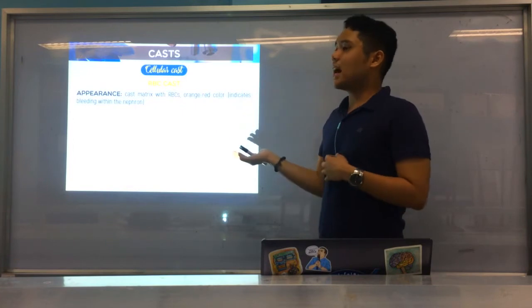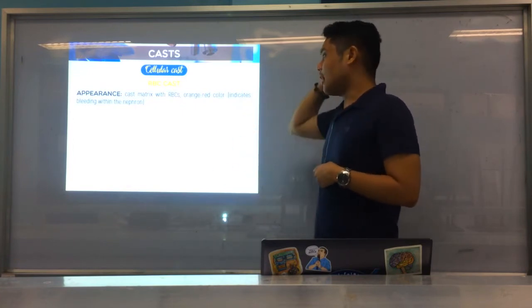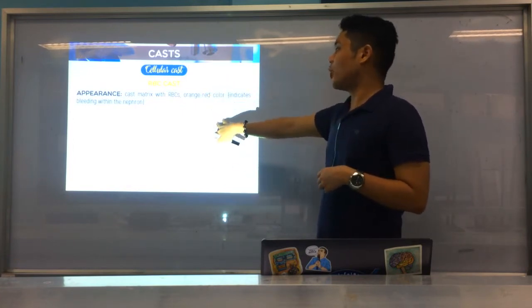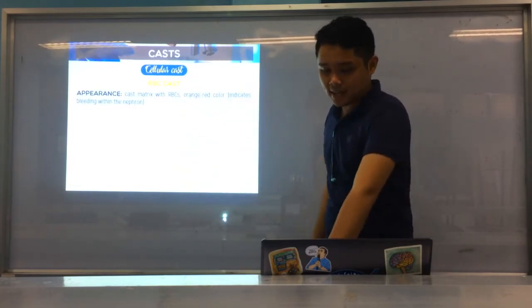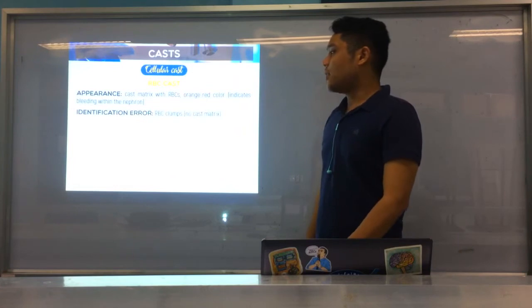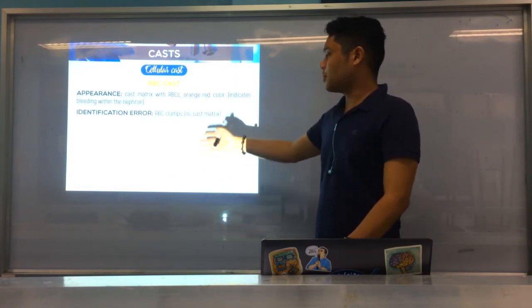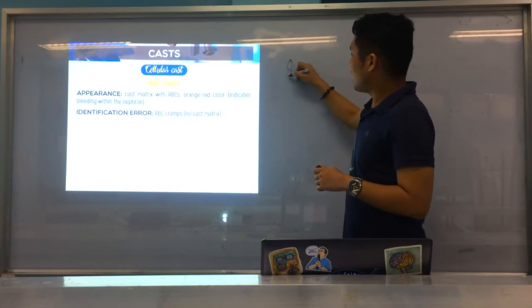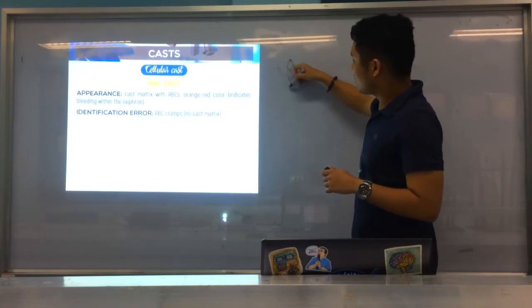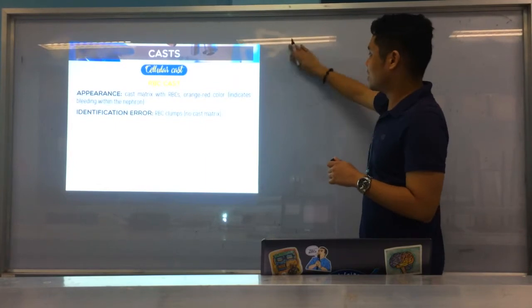And your RBC cast, the point is that RBCs are inside. It has an orange-red color which indicates, again, bleeding within the nephron. So it's very significant because there is bleeding within the nephron. The identification error is RBC clumps. The difference, guys: there is no cast matrix. RBC clumps usually just clump together. They do not follow the shape for a cast, okay?